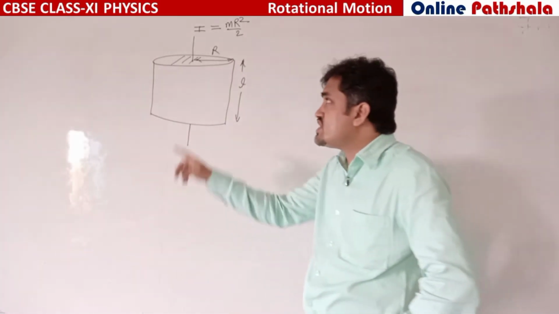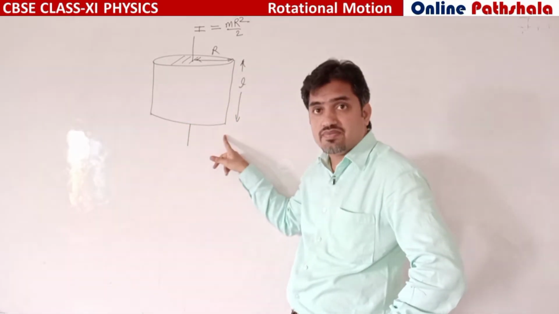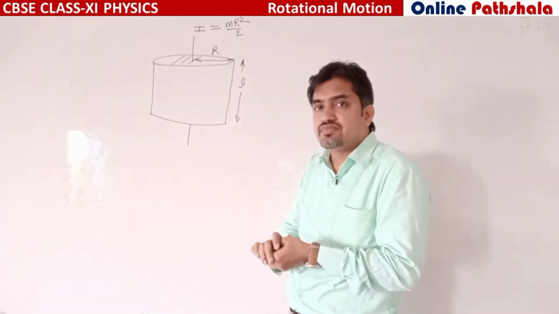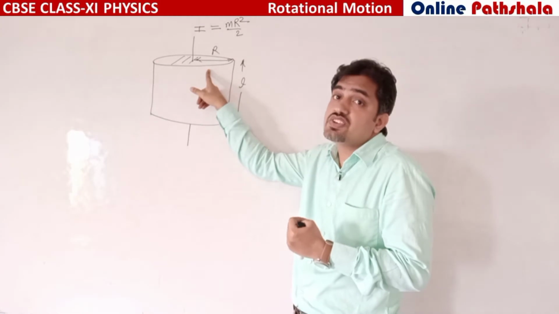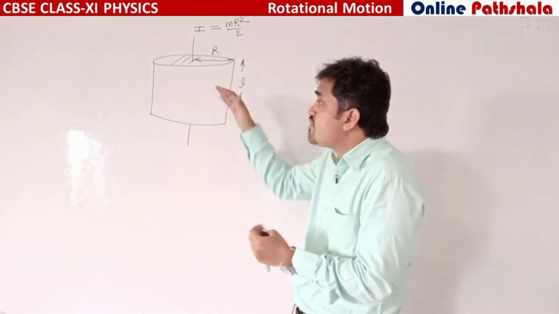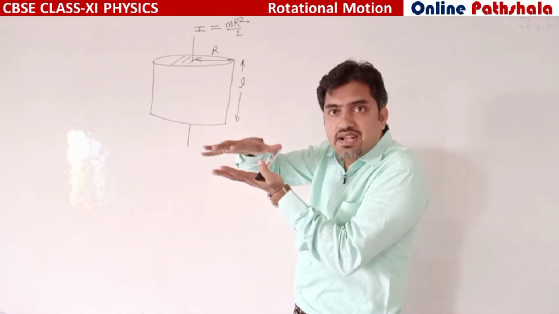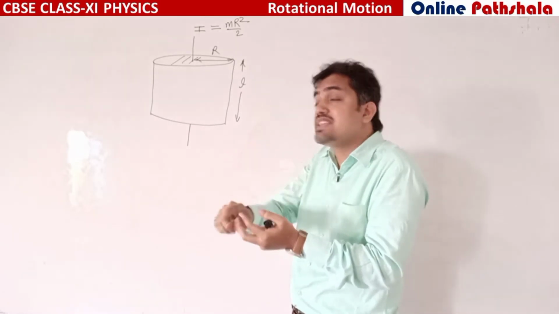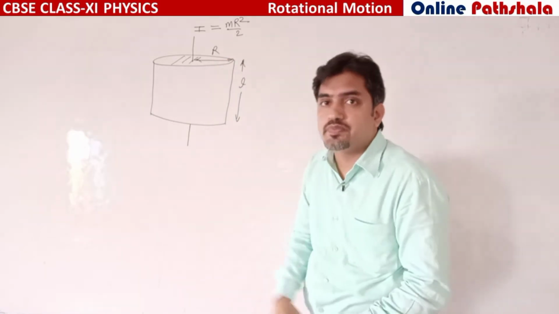This moment of inertia of a solid cylinder will not depend on L, on its length. It only depends on R, the dimension which is perpendicular to the axis of rotation. If we decrease the length of this solid cylinder and make a disc, then the moment of inertia will remain the same, MR square by 2.